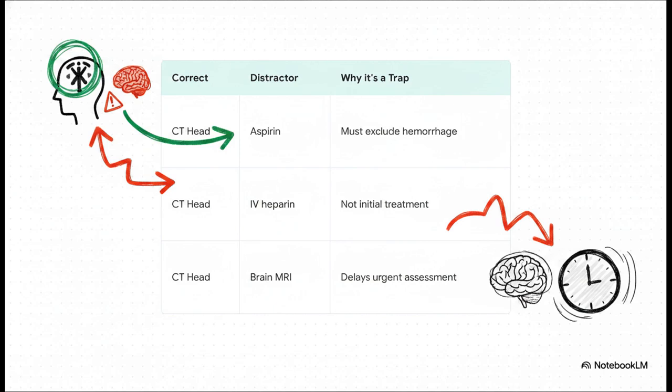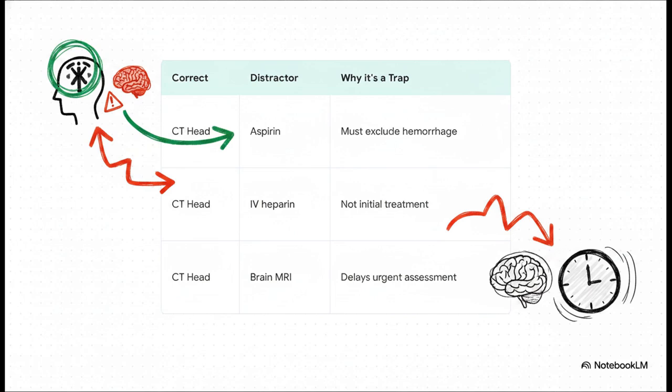All right, the correct immediate action is an urgent non-contrast CT of the head. Let's unpack the why here. Look at that strongest distractor, starting aspirin immediately. Now, aspirin might be absolutely appropriate if this is an ischemic stroke, but you absolutely have to exclude an intracranial hemorrhage first. Giving aspirin to a guy who's actively bleeding into his brain, that's a catastrophic error.